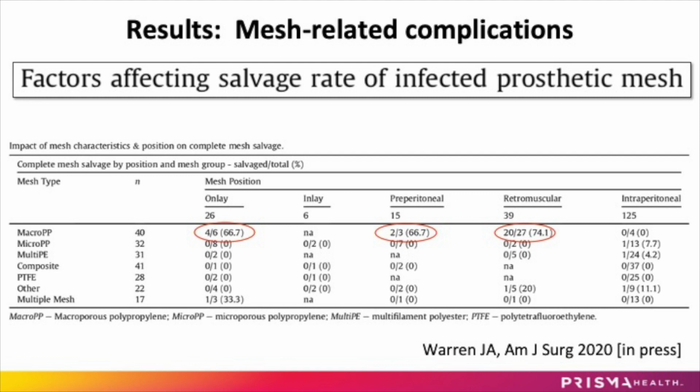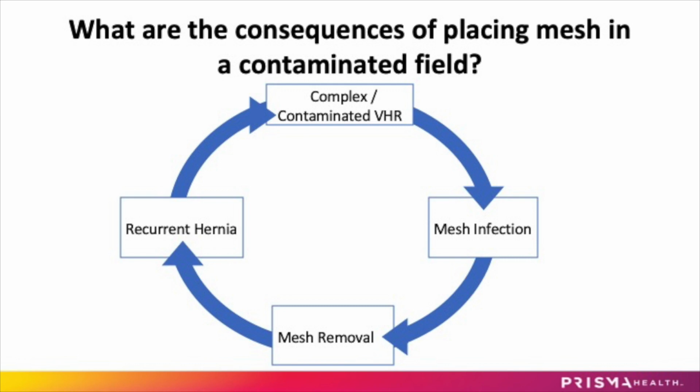In contrast, when mesh was in an intraperitoneal position, it was rarely salvageable. Also, microporous mesh, multifilament mesh, laminar PTFE mesh, or composite meshes comprised of more than one type of mesh were almost universally unsalvageable and required complete explantation. So going back here, if we can arrest this cycle with mesh infection and not require mesh removal by proper mesh selection, then we do not have the inevitable hernia recurrence and the recurrent complex hernia that we have to now deal with.